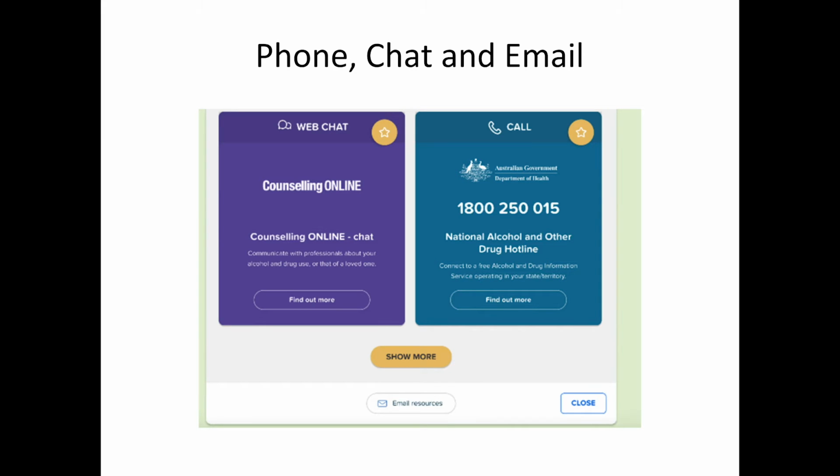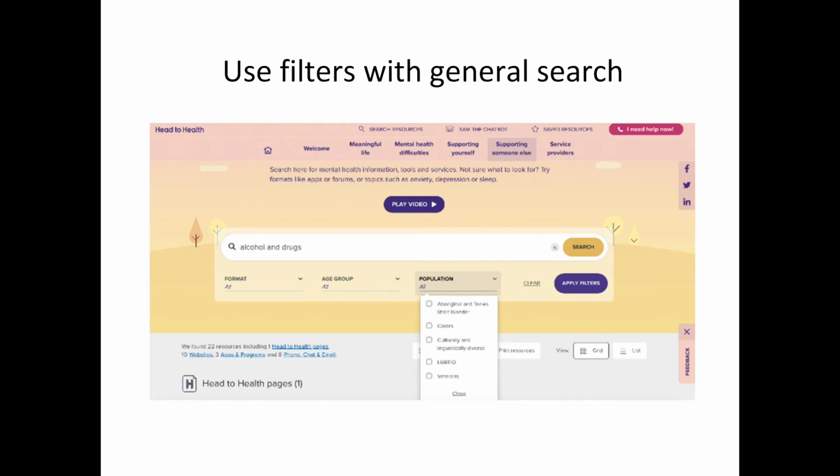Again, phone, chat and email comes down with that. You keep scrolling down for that. And then if you just want to do a general search, that's fine. If you don't want to do Sam the Chatbot, you can just type in alcohol and drugs. You might want to do a filter and you can just search for that.